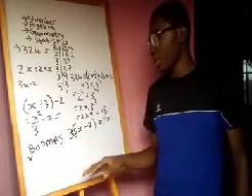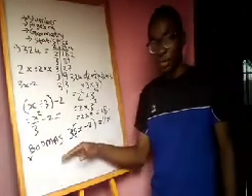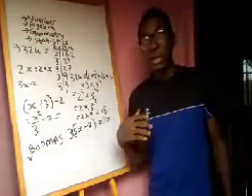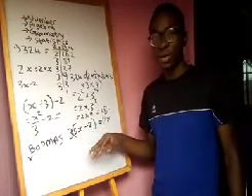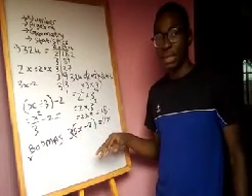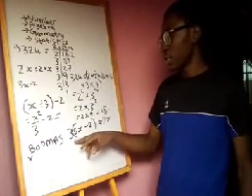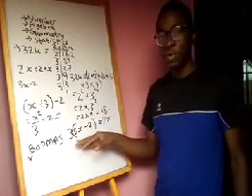BODMAS. M is multiplication. Do we have a multiplication? Can you see a multiplication here? Now, in secondary school, you will be seeing things like this, where you won't make use of your multiplication sign, but you make use of just the attachment of the number to the bracket.